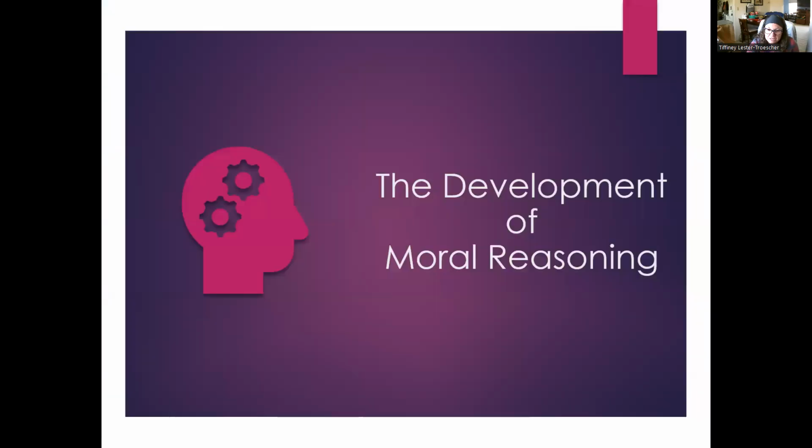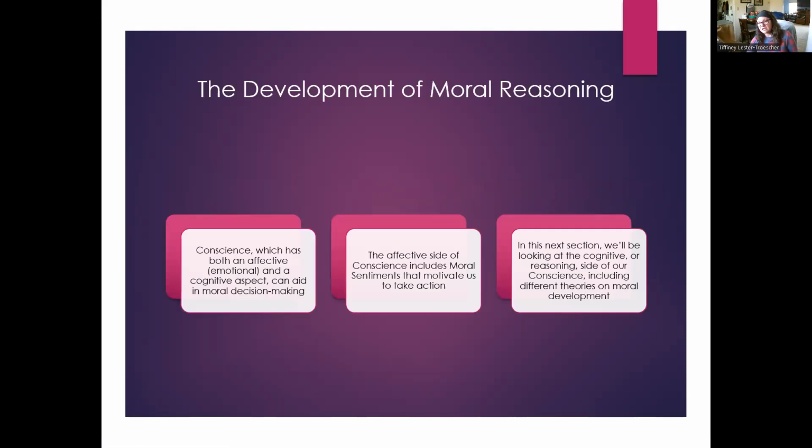All right, let's take a look then at how moral reasoning develops. How does all this play out through our lifetime? All right, because we know that conscience has that affective/emotional side, and it has the cognitive aspect, and that this can aid in moral decision making. The emotional side includes moral sentiments that motivate us to take action. So we're going to look at the cognitive side of the development of morality and the different theories involved.